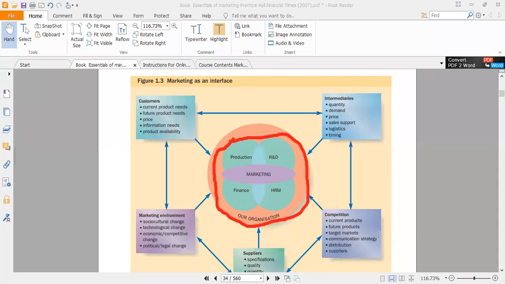Customer behavior is going to change, your needs are going to change drastically at a very fast pace, and you have to redesign your products accordingly. So we are talking about future products. The target markets, of course, target markets are the customers, right?